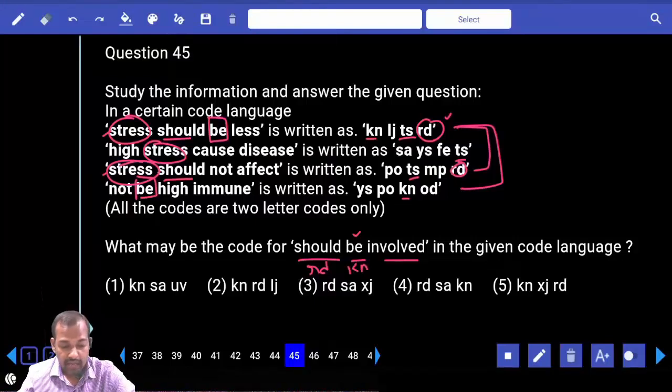Now tell me, can we see the word "involved" in the coding decoding? No, isn't it? Clear or not?